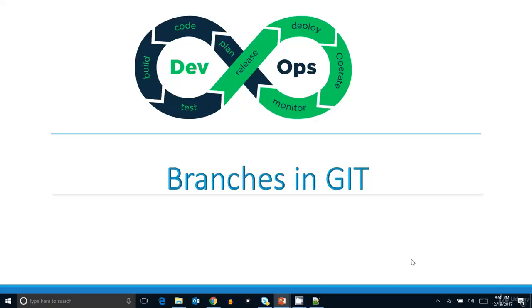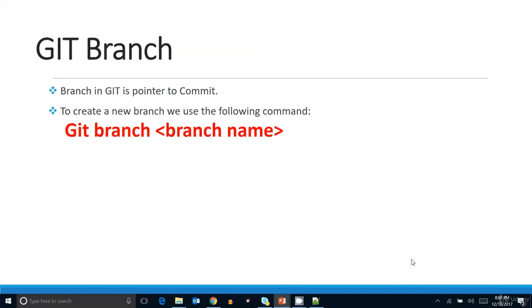Hello guys, welcome to the DevOps training, and in this particular session we are going to discuss the branches in Git. Okay, so let's move to the Git branch. So basically a Git branch, or the branch in Git, is basically a pointer to some commit. Okay, what does it mean?